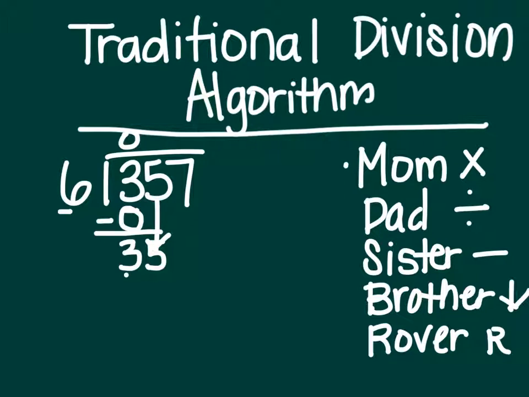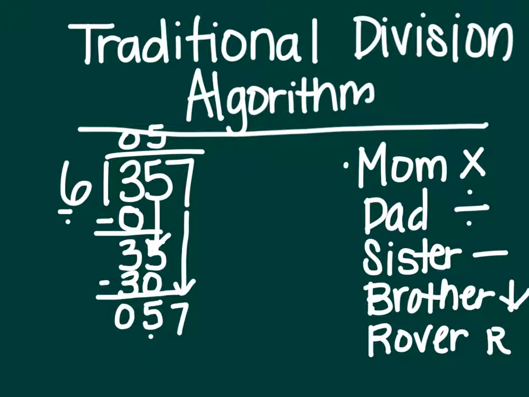How many times can 6 go into 35 without going over? Well, I know that 5 times 6 is 30. So I'm going to place a 5 at the very top, right above my 5 there. And I'm going to multiply. Mom, 5 times 6 is 30. I'm going to subtract. 0 from 5 is 5. And I get a 0 from the 3's. Look at that remainder again, 5. 5 is smaller than 6. We're in great shape. So we're going to bring it down.